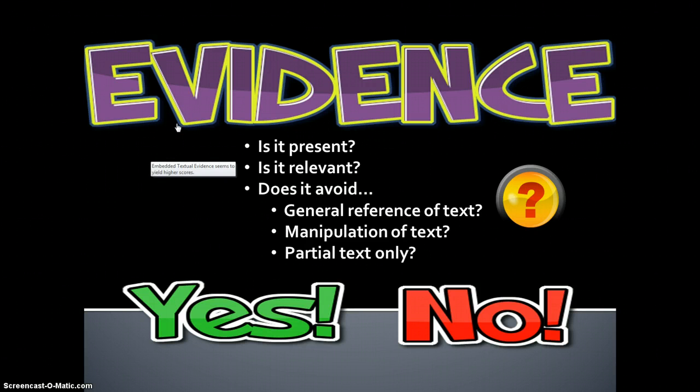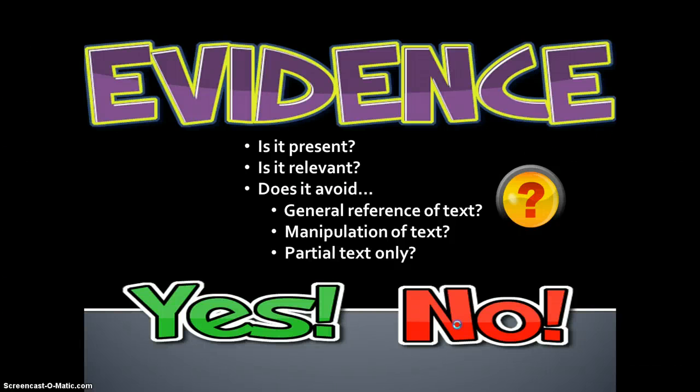What do I mean by evidence? If I hover over, it will tell you a couple of things about evidence and specifics about what it means to have textual evidence. The questions basically mean, is it present? Is it relevant? And does it avoid general references, manipulation, and partiality of the text? If the answer is no, perhaps they don't have specific evidence. Perhaps they took quotes out of context. Perhaps the evidence doesn't specifically match the idea or the answer, so therefore it is not relevant.